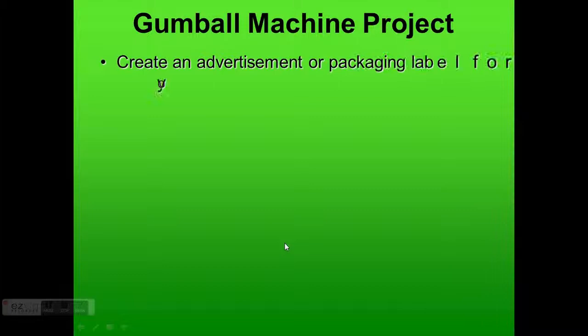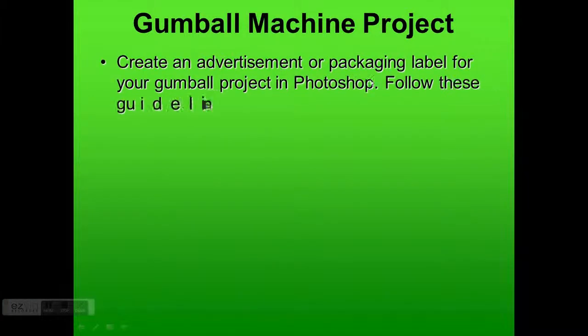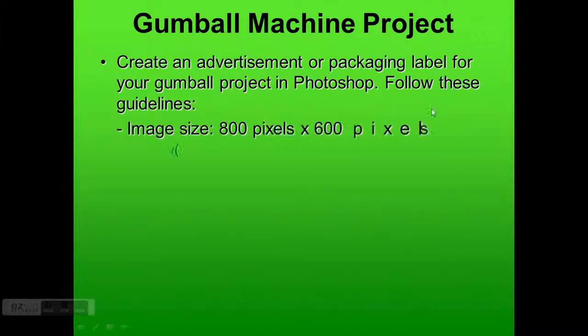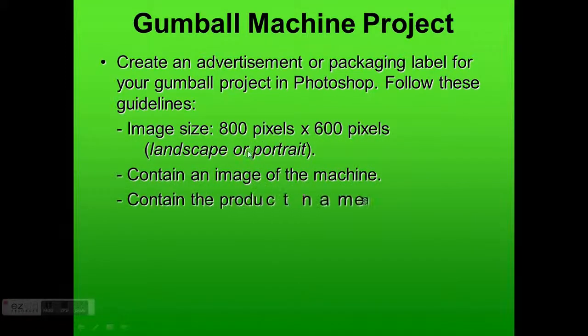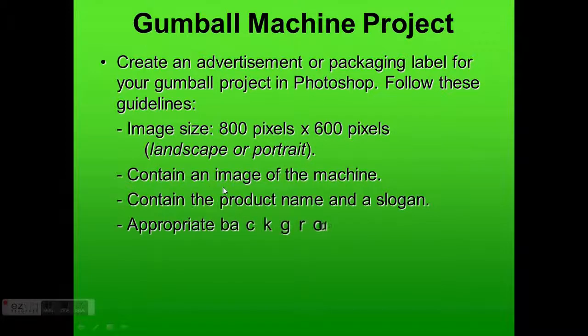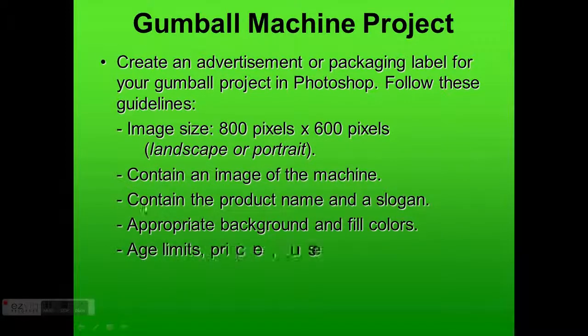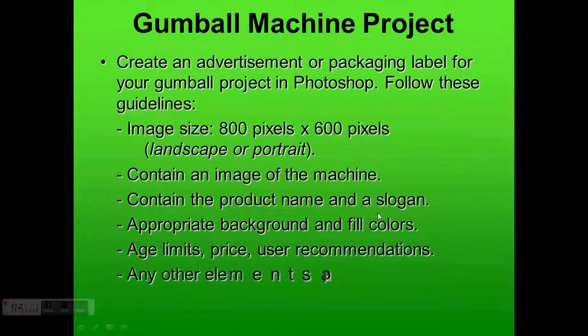Here are some of the details of that project. You're going to create an advertisement or packaging label for your Gumball machine in Photoshop, and you're going to follow these guidelines. We're giving you an image size to work with. You're going to contain at least one image of the Gumball machine. You're going to contain a project name and a slogan. You're going to use appropriate background and fill colors.